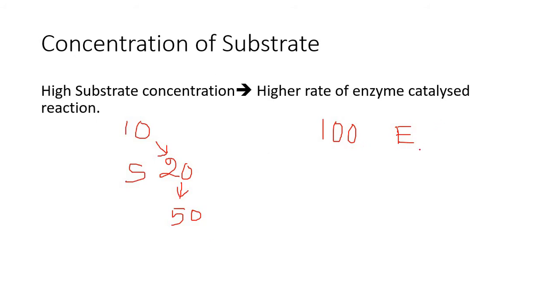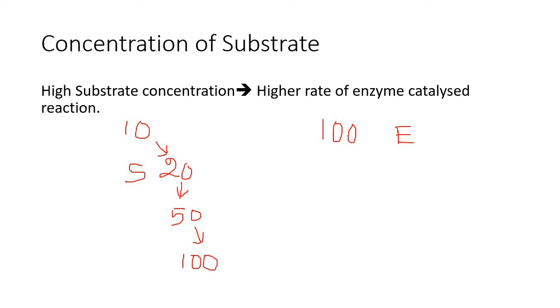and the rest 50 will not. So when you are increasing the amount of substrate, there is a decrease in the competition between the enzyme molecules. Then the rate of the enzyme catalyzed reaction will go on increasing because competition will decrease, and the rate of enzyme catalyzed reaction will reach maximum when the amount of substrate and the amount of enzyme are equal.